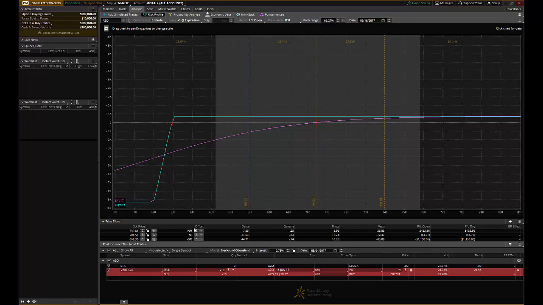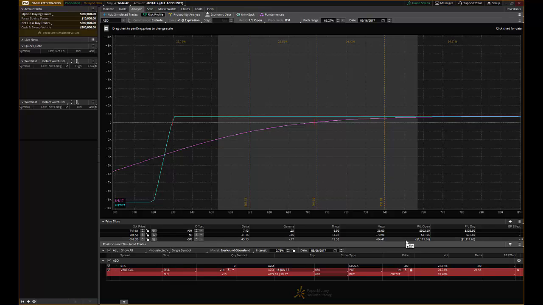Let's go 5% on both of them. So it'll show me if the stock moves 5%, what's going to happen on all my deltas, my gammas, and my profit and loss. Then I can also set that out in time. So I can go ahead and click the time.